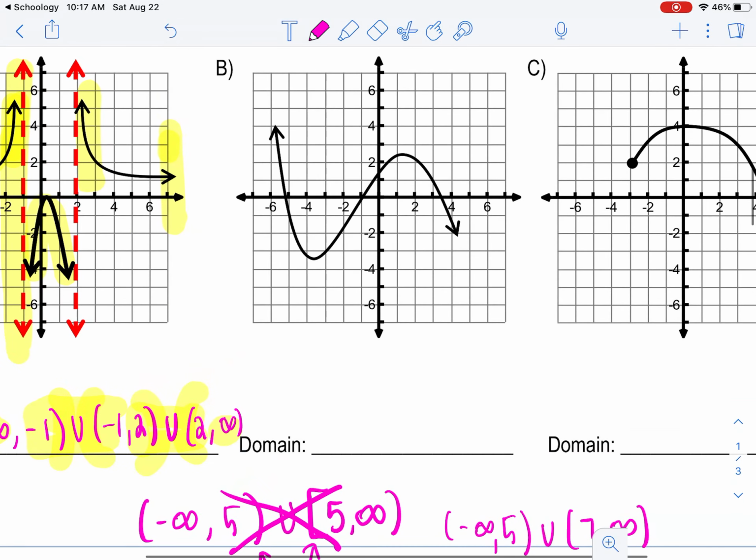Okay, this one right here, we're going to see where it starts. It's one piece, and where it ends, it goes from an arrow to an arrow.